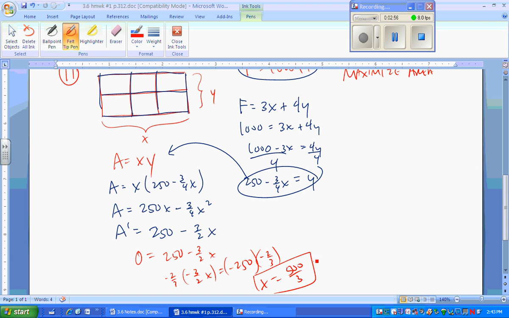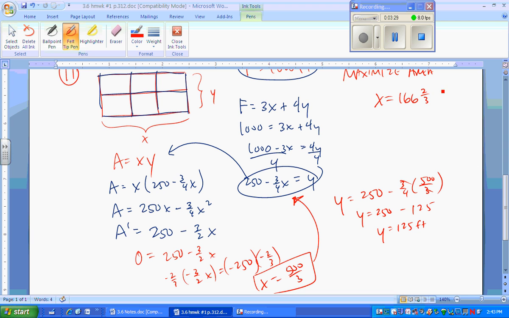And to figure out y, we can plug that back into this equation. y equals 250 minus 3/4 times 500/3. So we get 500 divided by 4, which is 125. So y is 125 feet. x is 500/3 feet, or we can say x is 166 2/3 feet. y is 125 feet. Those values maximize the area.